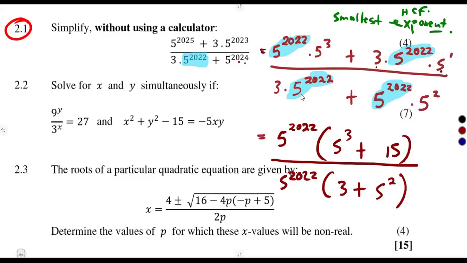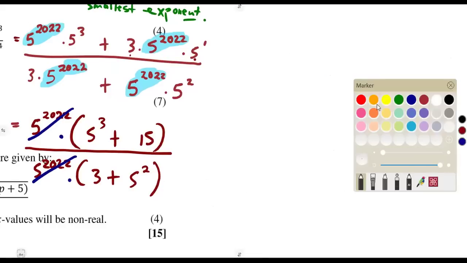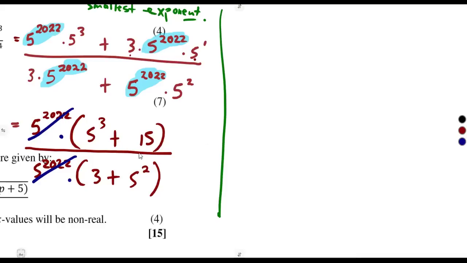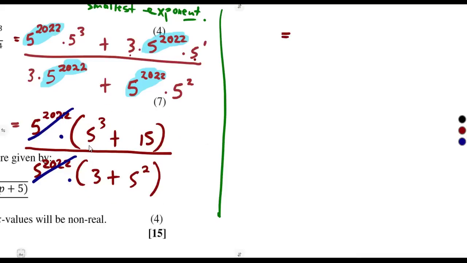We factored the numerator, the denominator. So these two can cancel. They're the same. Under a product, we are allowed to cancel like that. So what are we going to have at the end? Simplifying properly, these are the two brackets, so you just have to simplify those two brackets. 5 to the exponent of 3, that's 5 times 5 times 5, which is 125, plus 15, over 3 plus 5 to the exponent of 2, 5 times 5, guys.